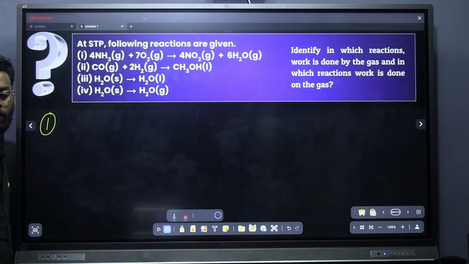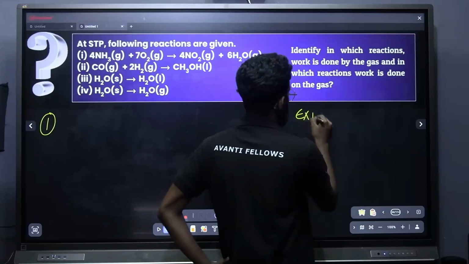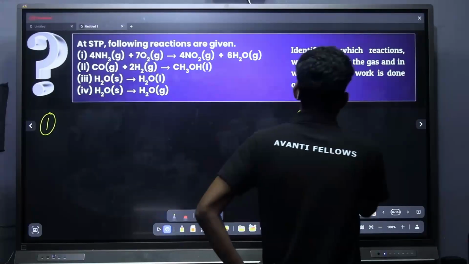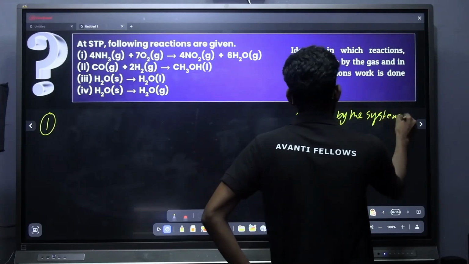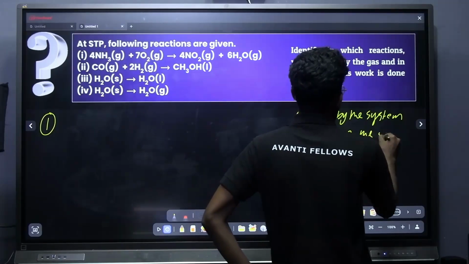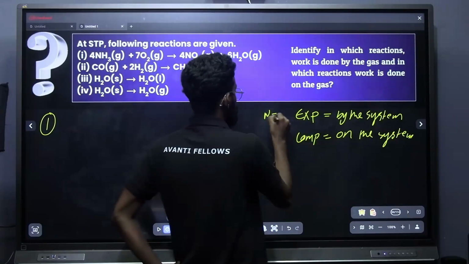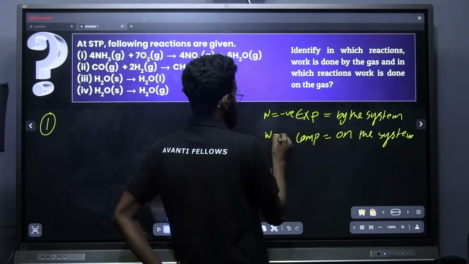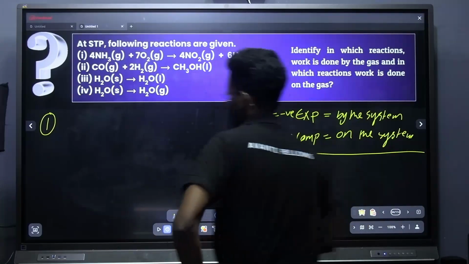Tell me about the first one. Is it going to be expansion work or compression work? We all know that. In which case is work done by the system? Expansion is work done by the system, and compression is work done on the system. And for expansion, work done is negative. For compression, work done is positive. These points you should remember.